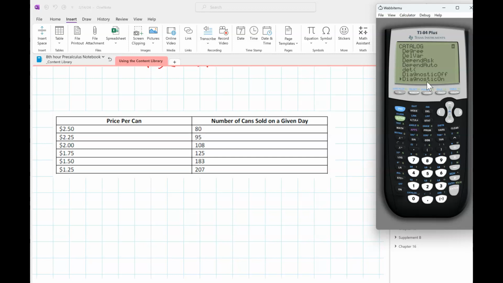Everybody's okay? Anybody still looking for diagnostic on? Okay. Once you've found it, press enter. It'll paste it onto the home screen. And press enter again and it says done.